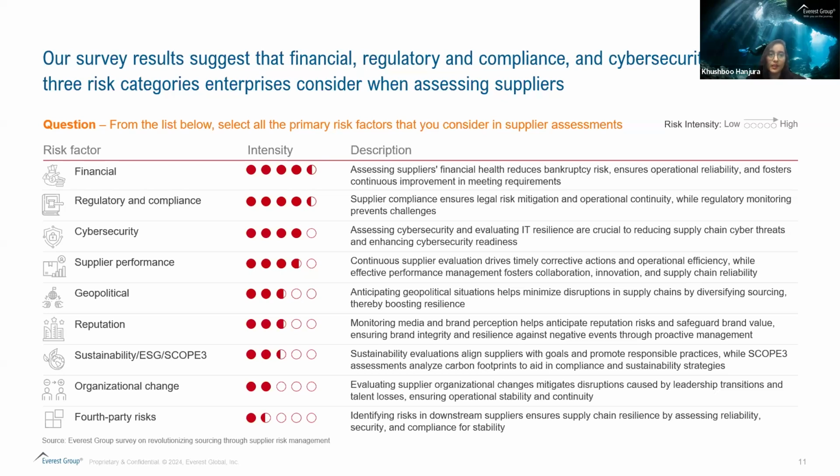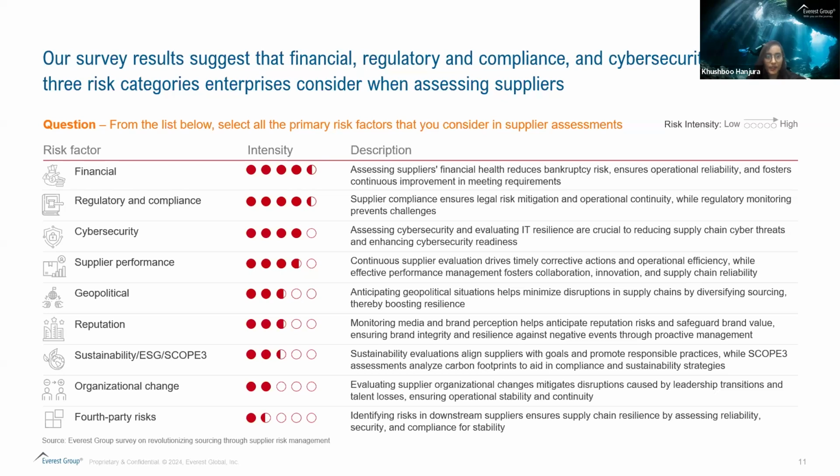Then comes supplier performance. Continuous evaluation of supplier performance allows the sourcing managers to drive timely corrective actions and improve operational efficiency. Then, since our world is so dynamic, geopolitical factors essentially are again important in anticipating the situations and how those risks can essentially be minimized in our supply portfolio.